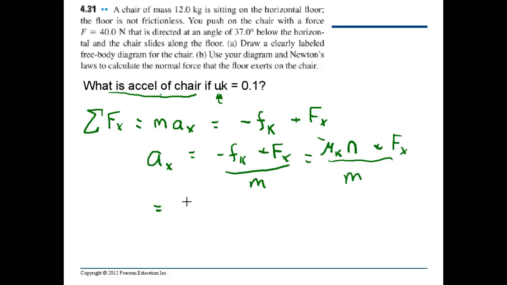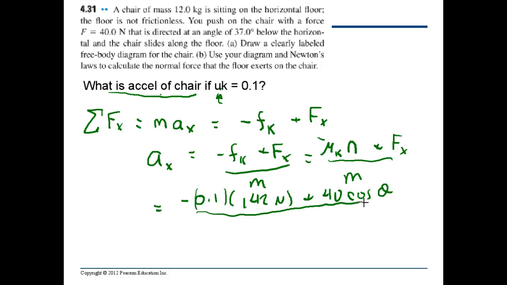So now I know what all these are. I'm going to have negative 0.1 multiplied by the normal force, 142 newtons, plus 40 cosine of the angle, all of this right here divided by 12. Then you punch that into your calculator and you come out with 0.82 meters per second squared.